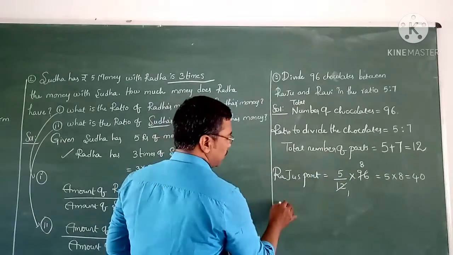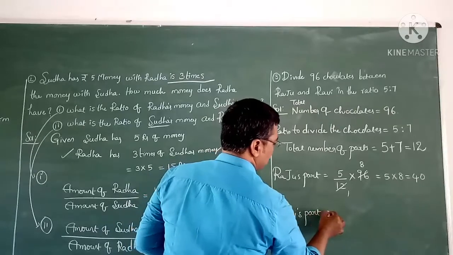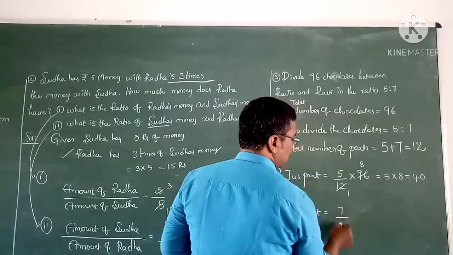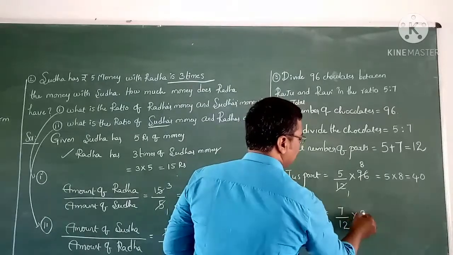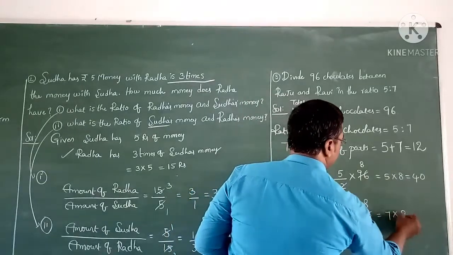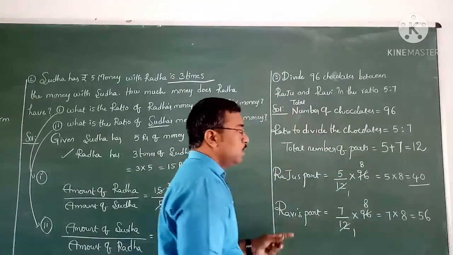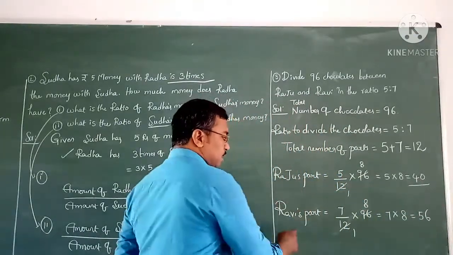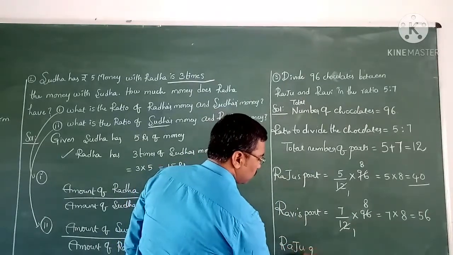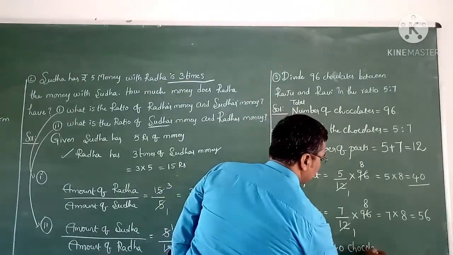So Ravi's part. Ravi's ratio, how many parts? 7 parts. Total number of parts 12, into 96. 12 ones are 12, 12 eights are 96. 7 into 8, 56. So Raju got 40 chocolates and Ravi got 56 chocolates.